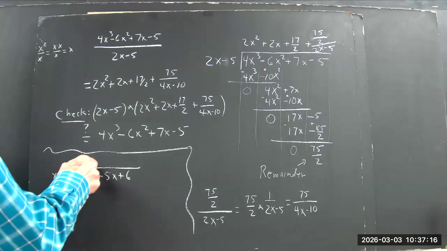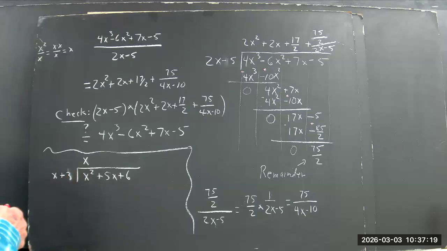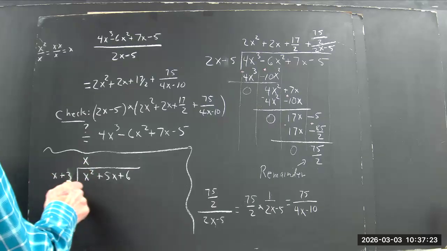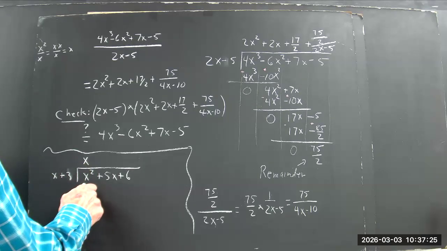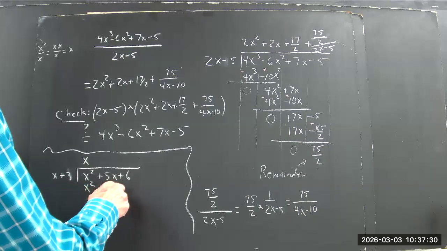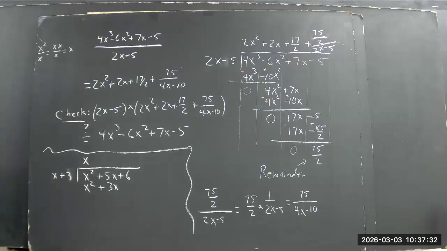And then what do we do? We multiply x by x plus 3. Now I'm going to do this a little differently. I'm going to write x times x plus 3 is going to give me x squared plus 3x. Okay.